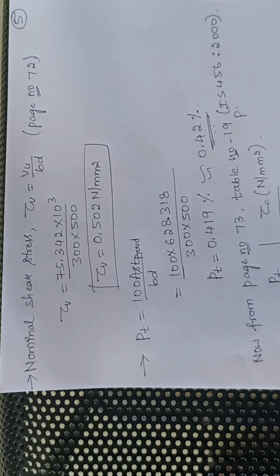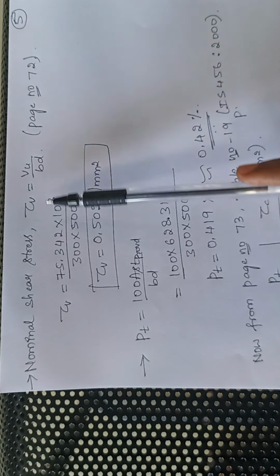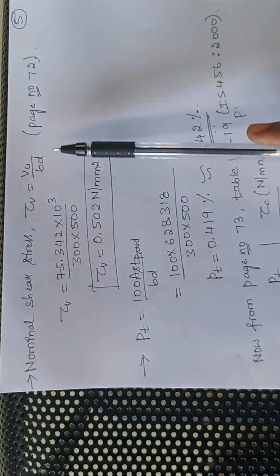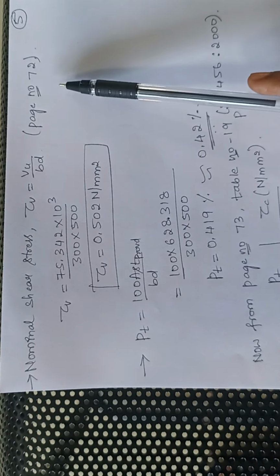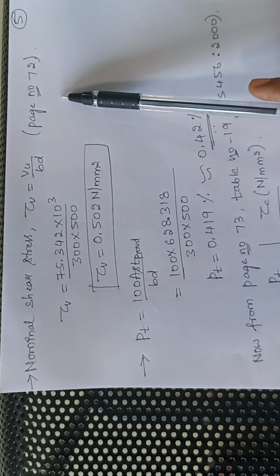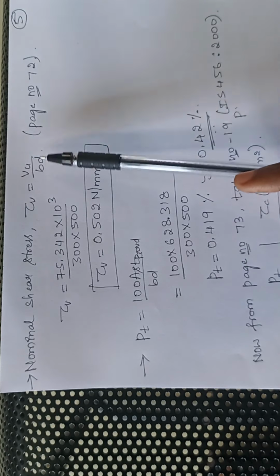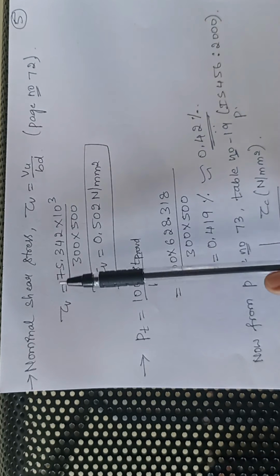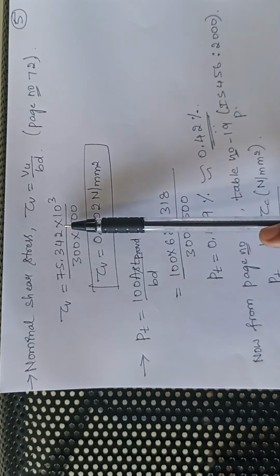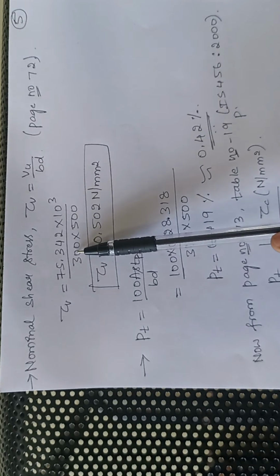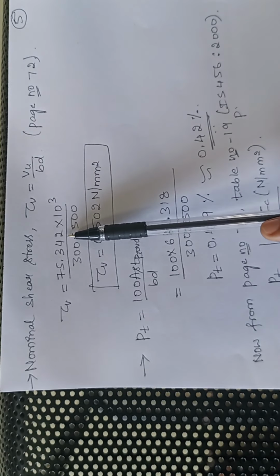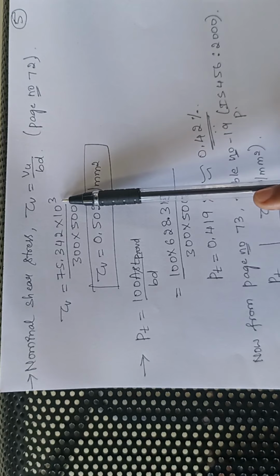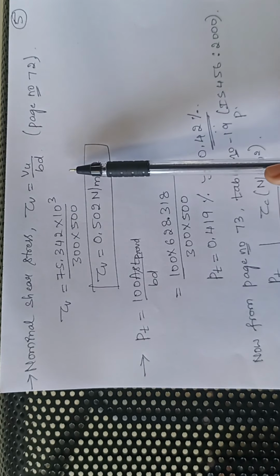Now after finding the shear force value, we have to find the nominal shear stress, for which the formula is tau V is equal to VU by BD. You will get the formula from page number 2 of IS 456-2000. Here VU is the ultimate shear force value that we got just now. We got the value as 75.342 in terms of kilonewton. We need to convert that in terms of newton by multiplying it with 1000, because 1000 newtons makes 1 kilonewton.